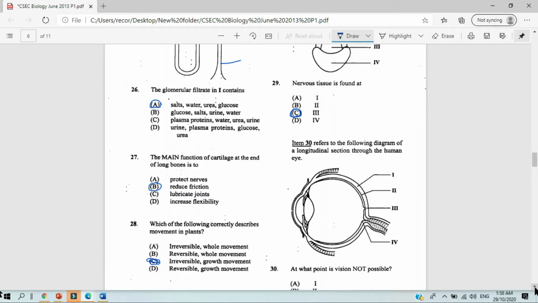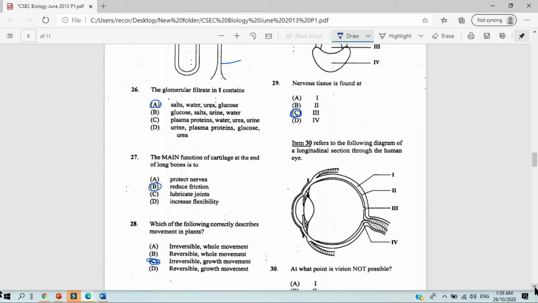27. The main function of cartilage at the end of long bones is to reduce friction. Cartilage at the end of the bones, that's textbook again, is supposed to provide that cushion effect to reduce friction and prevent the bones from rubbing together. So our answer for 27, of course, is going to be B.